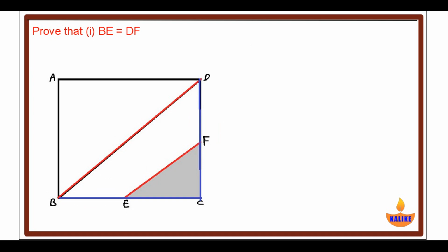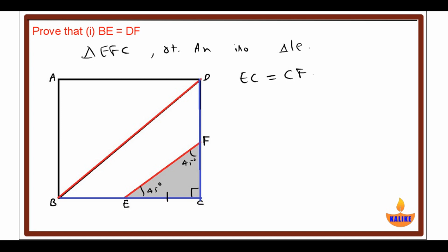Now consider triangle EFC. Here this is 45 degrees, this is 45 degrees, and this is 90 degrees. Therefore, this is a right angled isosceles triangle. That means having two sides equal. EC is equal to CF.